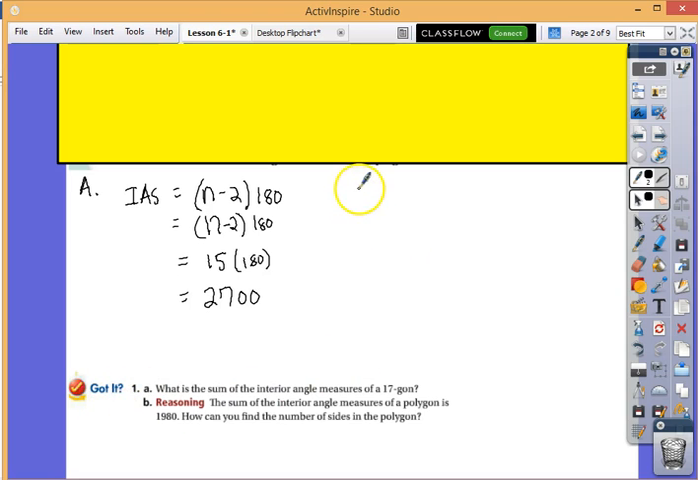Sweet. Now, part B, I'm going to use the exact same formula. So the geometry is knowing the setup here.